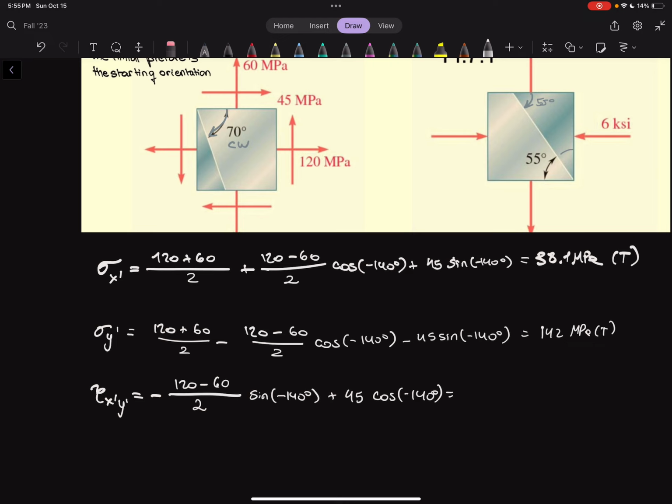Okay, and then the last part is going to be minus 120 plus 60, which is minus 60 divided by 2, which is negative 30, times the sine of minus 140 plus 45 times the cosine of minus 140. That's going to be equal to minus 15.2. So minus 15.2 megapascals. So that would be in compression. So let me just make sure that that's correct.